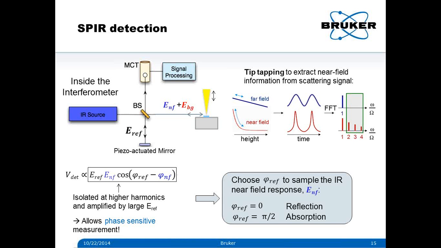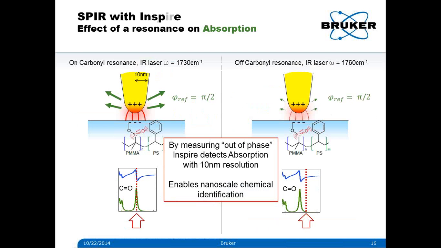And we are free to choose the reference field here. That gives us the flexibility to get reflection and absorption out of the measurement. If we choose the reference phase to be 0, it means that we only detect the in-phase contribution of the near field. And if we choose it to be pi/2, then we get the out-of-phase contribution, which is the absorption.